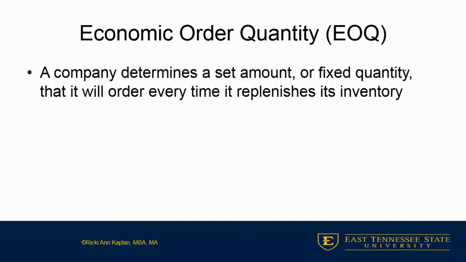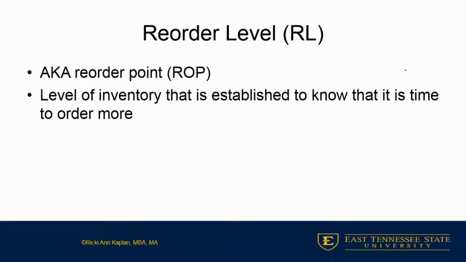When we take a look at this, we're going to take a look at our economic order quantity, or EOQ. A company determines a set amount or a fixed quantity that it will order every time it replenishes stock. We're going to get to this a little bit more in just a minute, but there's some other vocabulary we want to talk about with this, and one is reorder level or reorder point. This is the level of inventory that is established to know when it's time to order more.